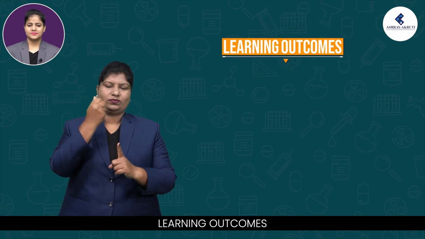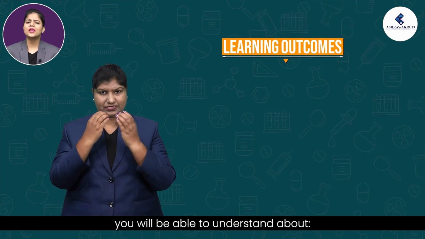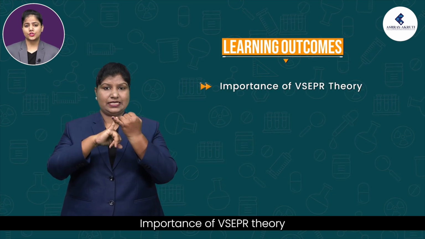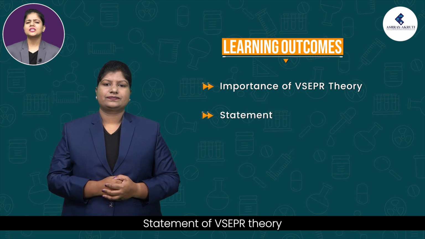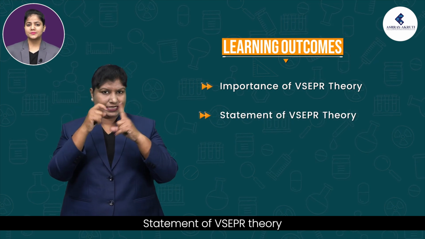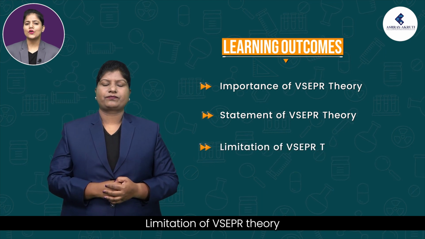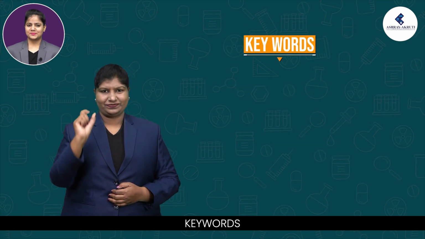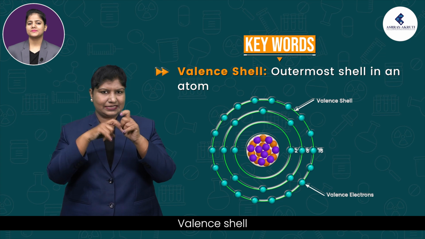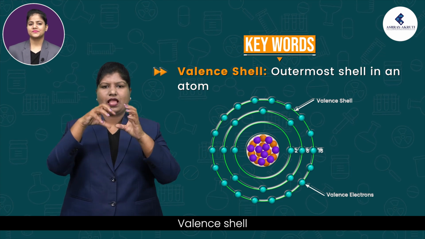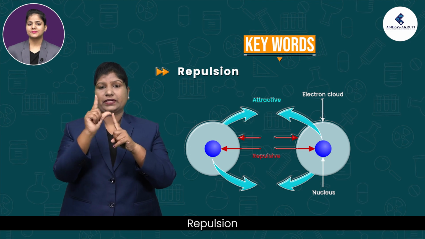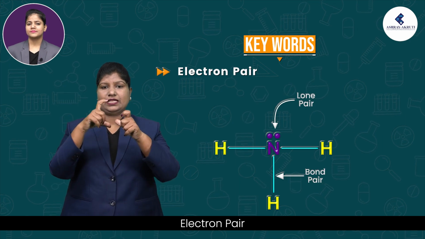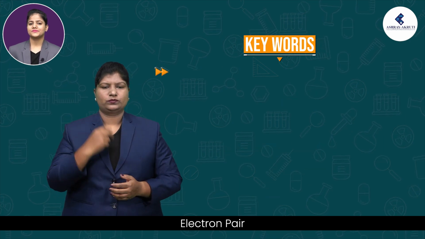Learning outcomes. At the end of this session, you will be able to understand the importance of VSEPR theory, the statement of VSEPR theory, and the limitation of VSEPR theory. Keywords: valence shell, repulsion, electron pair, bond angle.